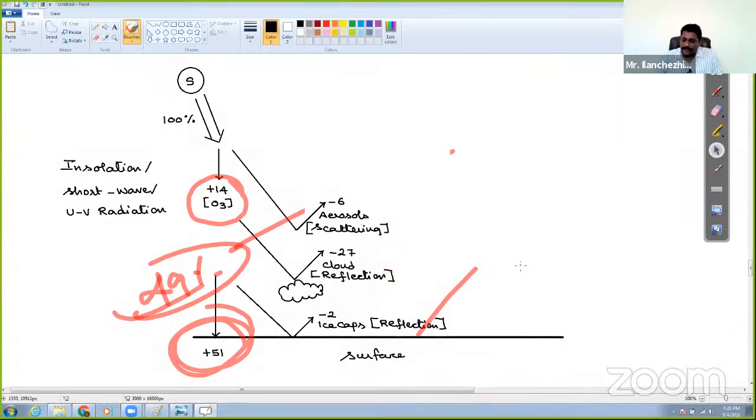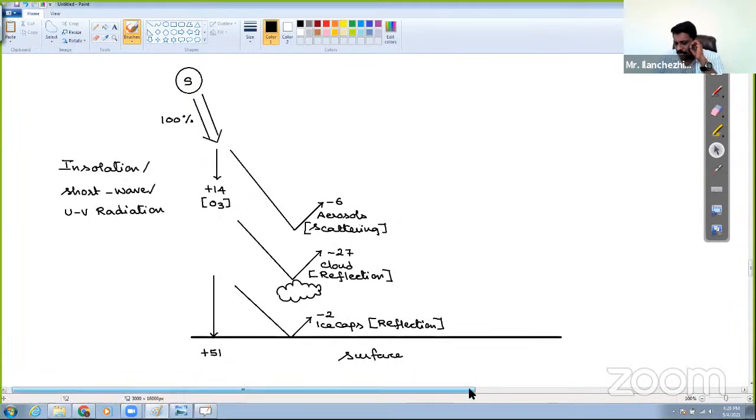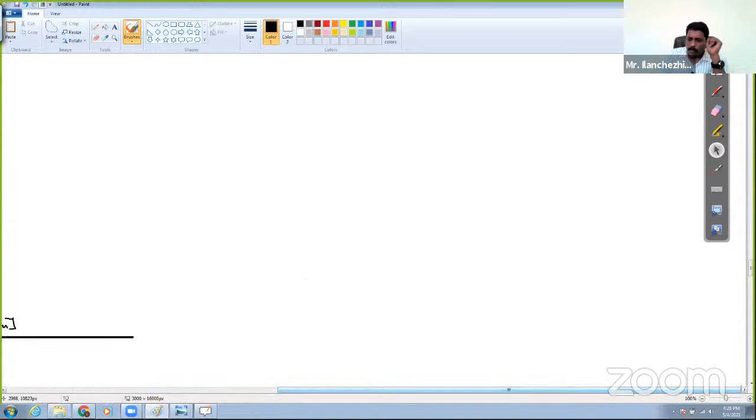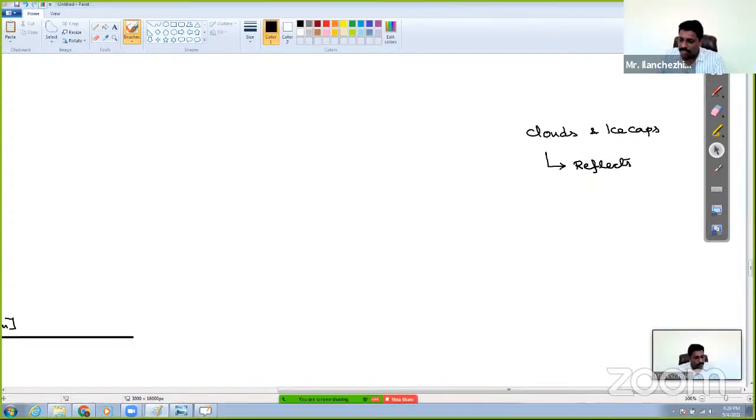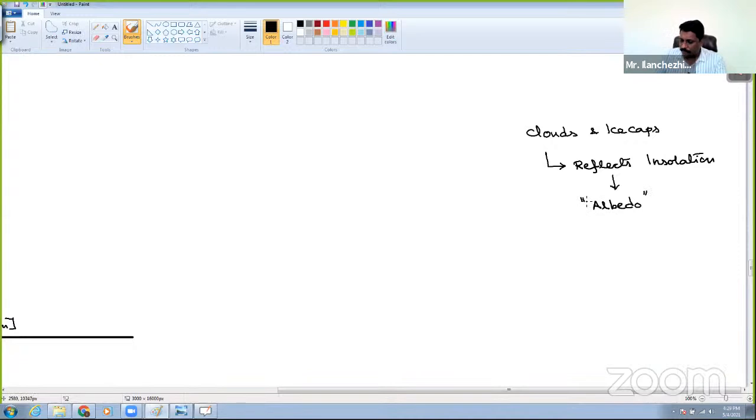And my dear friends, these are only the major factors I have just given. All minor factors I have not given. Now, let me slightly deviate, my friend. When I talk about clouds and ice caps, they reflect insolation, both of them. And this process of reflection of insolation is very popularly called albedo, my friend. So albedo is nothing but what? Reflection of insolation.